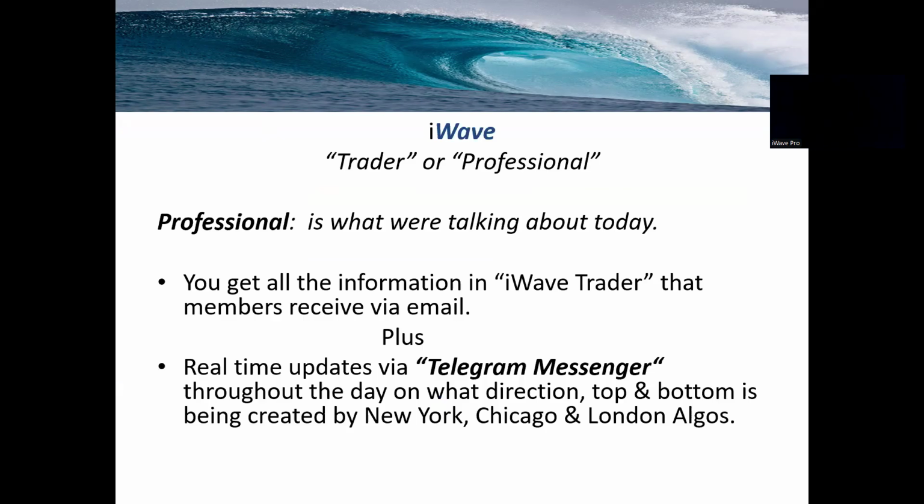Now we have two different versions, the trader version and professional version of memberships. Professional is what we're talking about today. Professional gives you a lot more stuff on the intraday level, shot right to your phone, charts and analysis. You'll get all this information in the iWave Trader that members receive via email, plus real-time updates in Telegram Messenger right on your phone, sent when we have information about the direction and change of direction, tops or bottoms on the day.